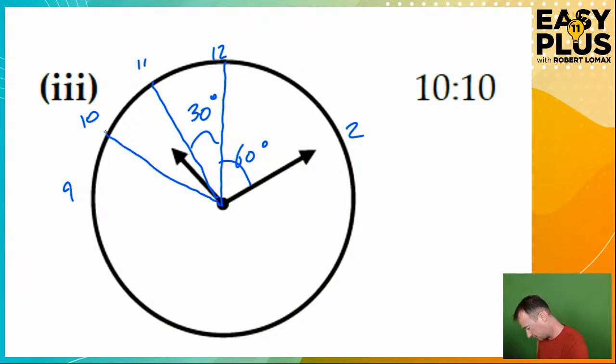And here's the line we draw to 10. I'm not bothering dotting them anymore. So our question is, what is this angle here?